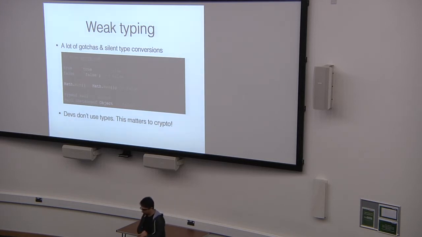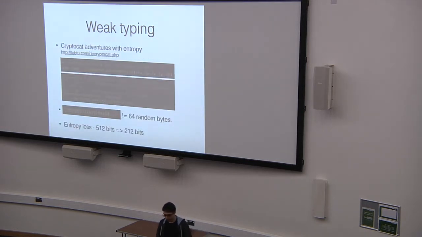As a result, developers, when coding applications, not only crypto applications, don't use types in JavaScript in general. They don't use, for example, instanceof. This is very rarely appearing in JavaScript code. And this matters to crypto. There can be real vulnerabilities occurring because of that. And this is one example of such a vulnerability.